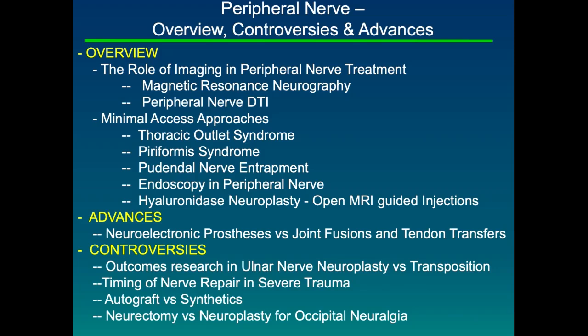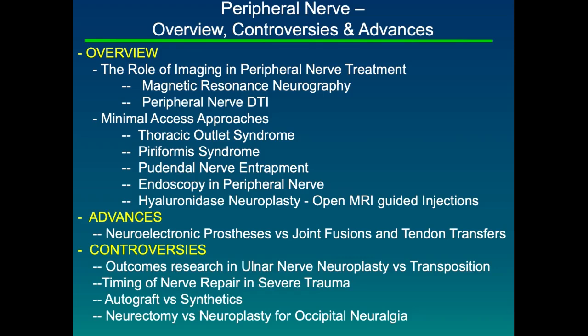As just mentioned, we'll cover advances such as the success with neuroelectronic prostheses, as opposed to joint fusions and tendon transfers for management of difficult brachial plexus and upper extremity nerve entrapments and injuries, severe injuries, and then controversies such as the role of outcomes research in, for instance, ulnar nerve neuroplasty in situ versus transposition, the timing of nerve repair and severe trauma, the use of autograft versus synthetics for repair, neurectomy versus neuroplasty for problems such as occipital neuralgia, and touching on two of these in particular here at this slide.